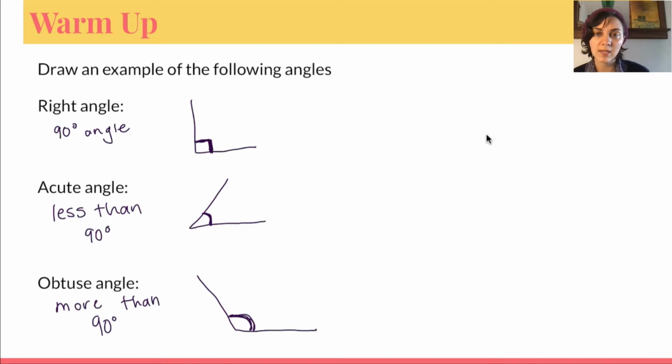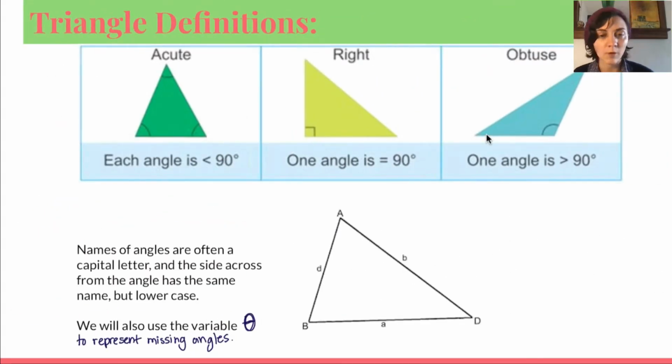And so we're going to be using the definitions of these angles to talk about triangles. So we have some triangle definitions that have those same words: acute, right, and obtuse. An acute triangle means each angle in the triangle is less than 90 degrees. So all the angles are acute.